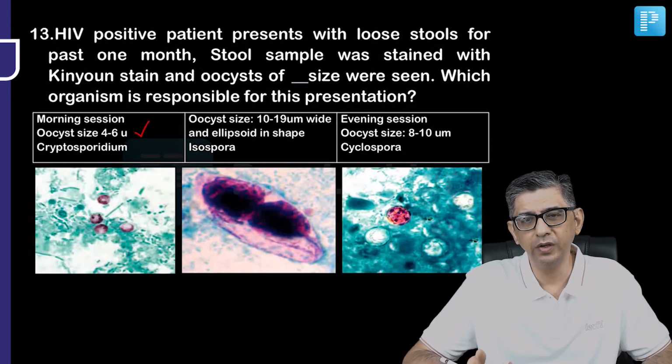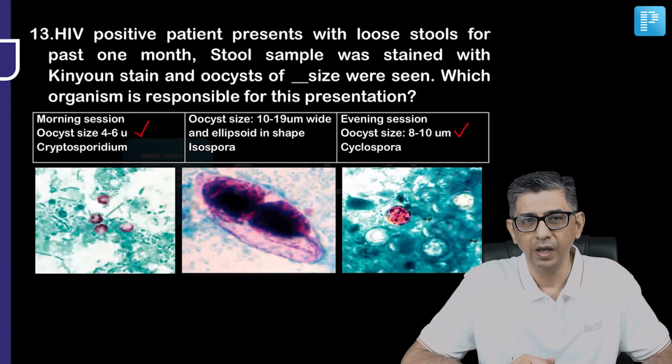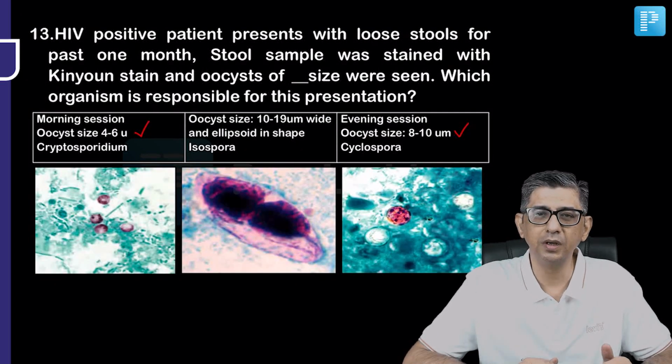And what you need to know is that if the oocyst size is between 8 to 10 microns, then it would be cyclospora. Even the drug of choice would change, because if it's going to be cryptosporidium, we'll be using nitazoxanide.